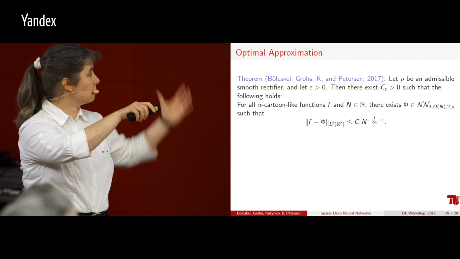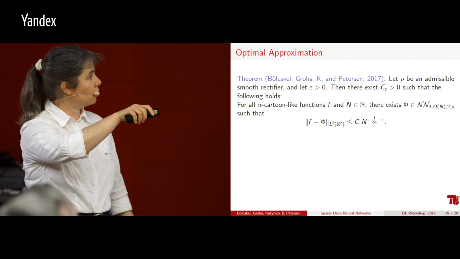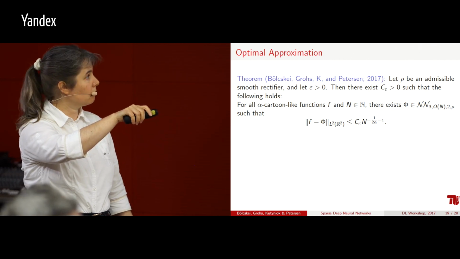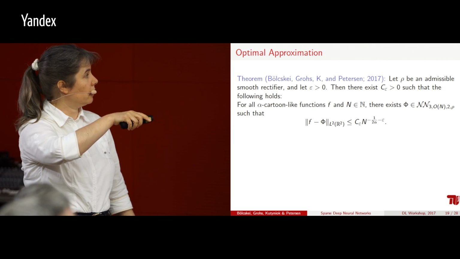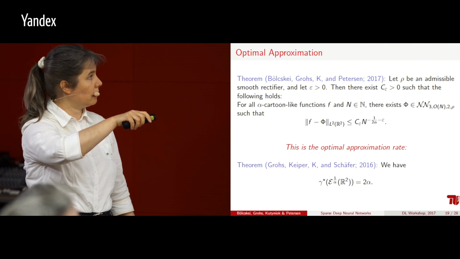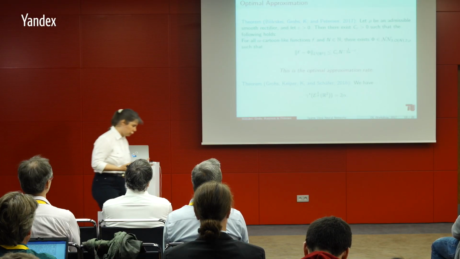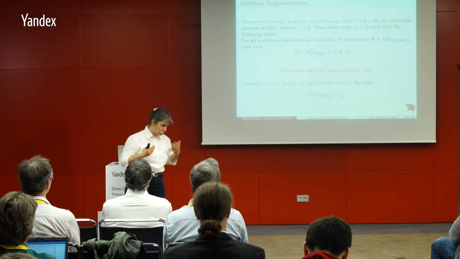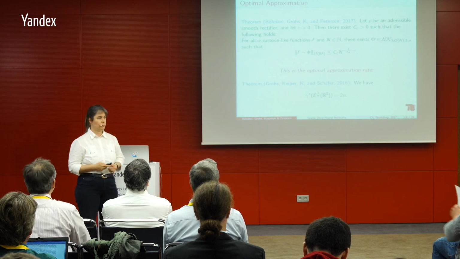If we have these cartoon-like functions, then for each n we find a neural network with O(n) edges which approximates this function with this accuracy, and this, in fact, is this gamma star. So I have here the accuracy of n to the -1 over gamma star. So this is now a neural network which is provably optimally sparsely connected with a certain accuracy.